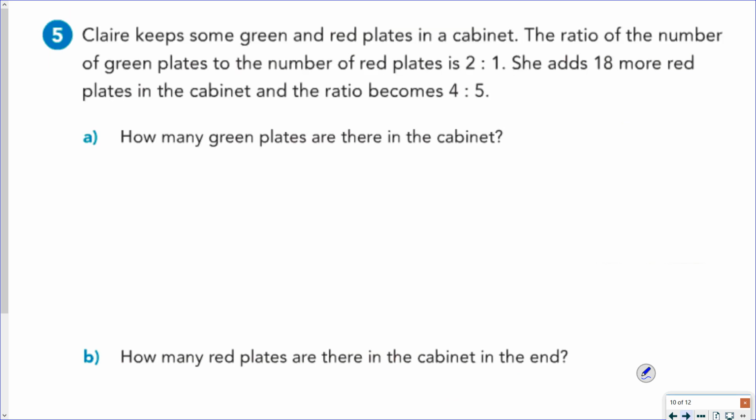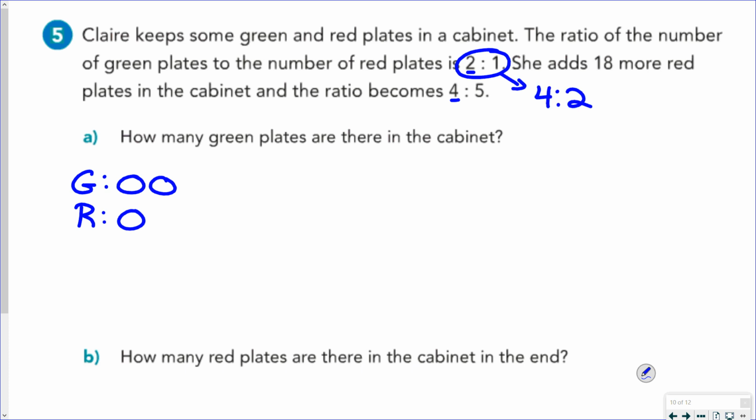Claire keeps some green and red plates in a cabinet. The ratio of the number of green plates to the number of red plates is 2 to 1. So green to red is 2 to 1. She adds 18 more red plates in the cabinet. So since she adds 18 more red, the actual number of green does not change. So in the first ratio, green is 2. In the second ratio, it's 4. Well, 2 times 2 is 4. So I'm going to take this initial ratio and convert it to 4 to 2.